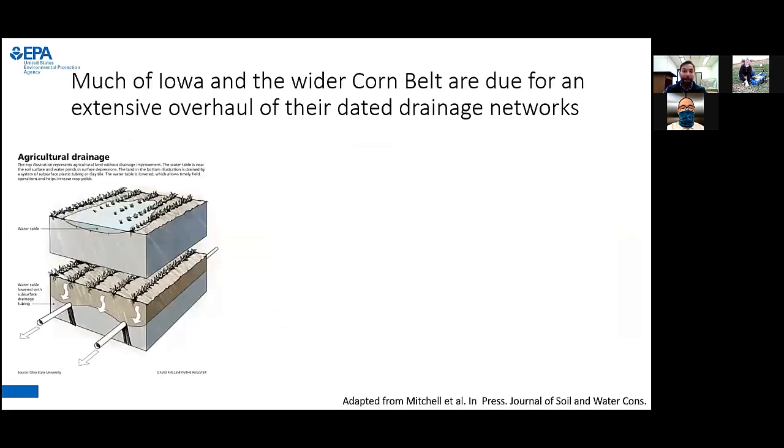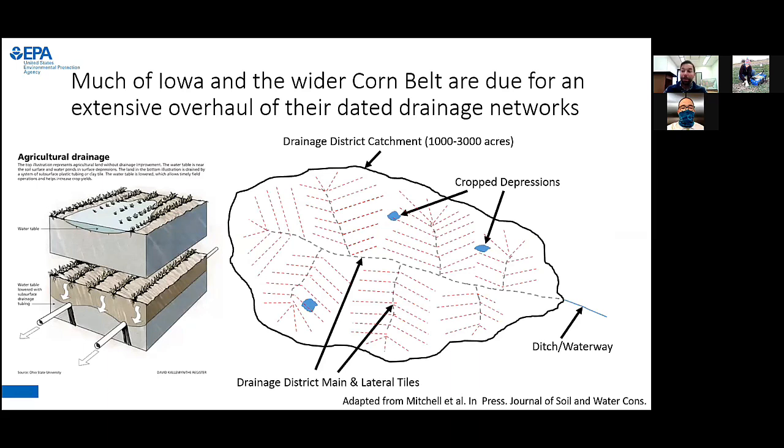And when I say drainage, just so we're all on the same page, I'm mostly referring to the subsurface pipes that collect water and remove it from the catchment. So this graphic here on the right shows an illustration of a catchment or small watershed.